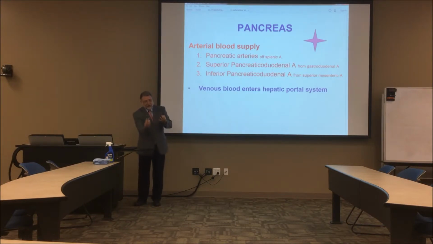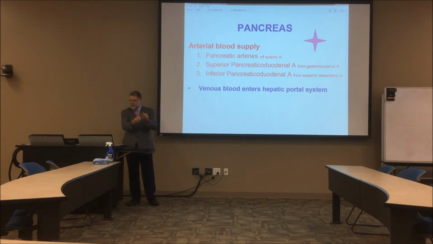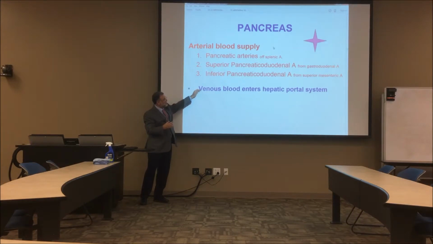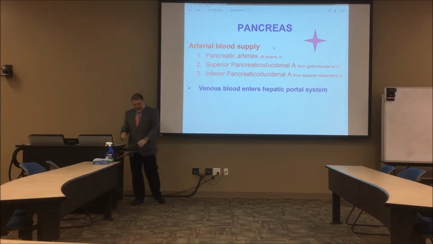One comes from underneath, from the superior mesenteric artery, the other coming from above from the gastroduodenal, which is a branch of the hepatic artery. As a matter of fact, the first branch of the common hepatic artery is going to be the gastroduodenal, and the pancreatic arteries come from the splenic artery that's off the celiac trunk. All the blood that goes out from the pancreas is going to go through the hepatic portal system, specifically through the splenic vein.